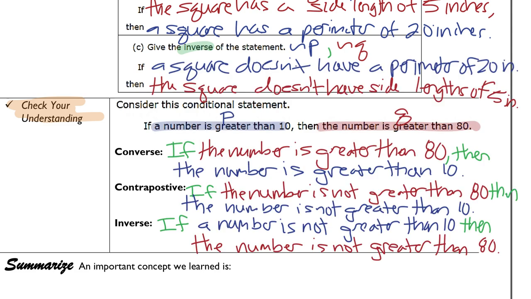So hopefully you tried those. You should have something very similar to this. Sorry if you can't read it. Again, the words are all right here. So basically, converse is just flipping Q and P around. The contrapositive is flip it and negate it. And inverse is just saying not this and then not that. And I get that you can say, instead of greater than, you could say less than or equal to 10. That is also an okay way of writing that.